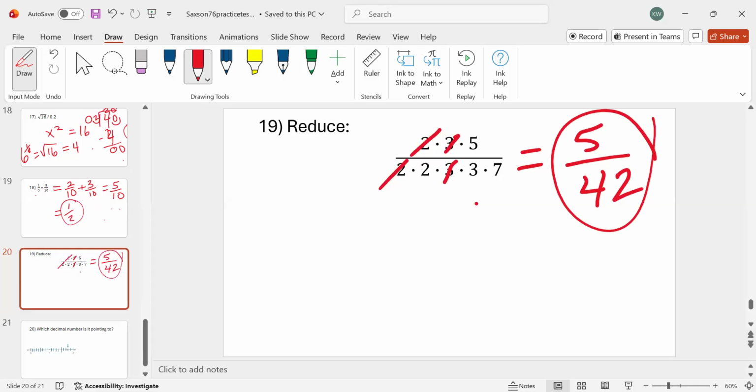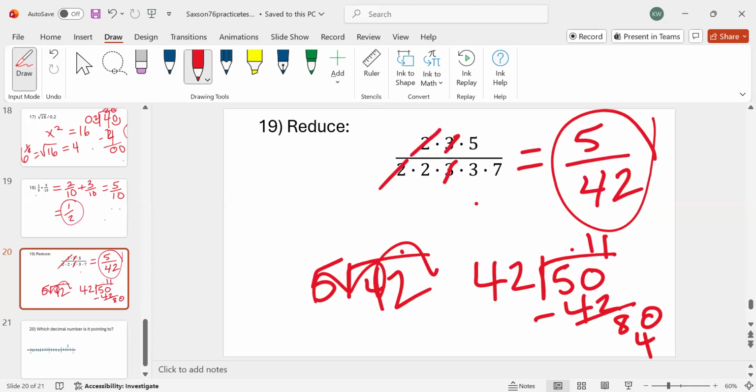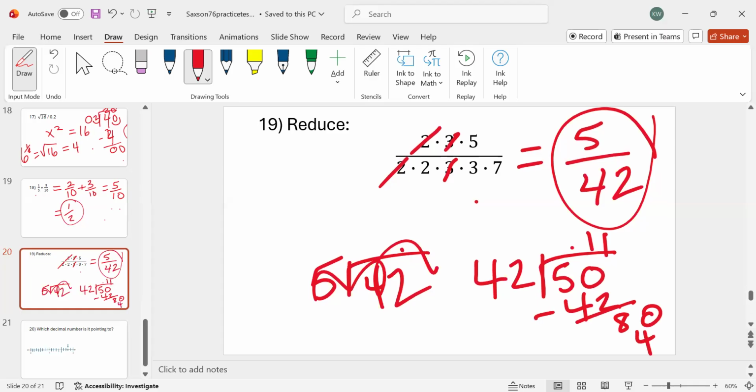Let's double check that. We can figure out what that would be in decimals by doing this. Oh, sorry, that's 42 into 5. 42, 8, bring it down, 1, 42. Come on. It's not writing. Anyway, it's going to be 0.11 something. Let's try it. All right.